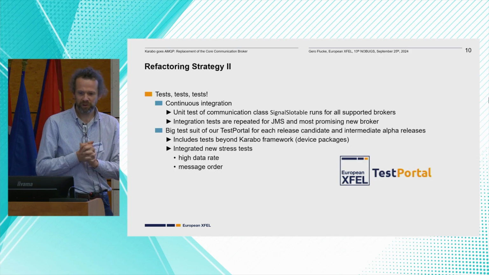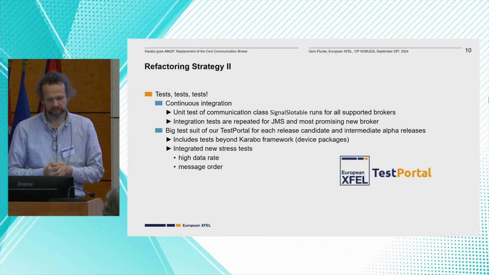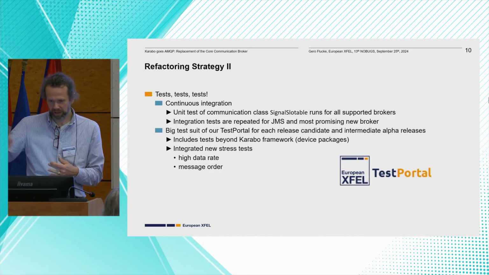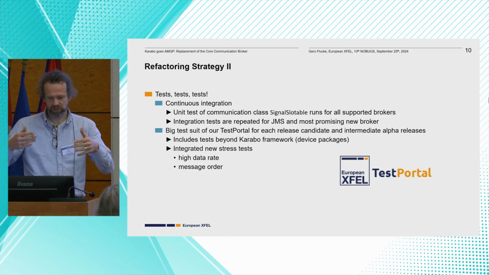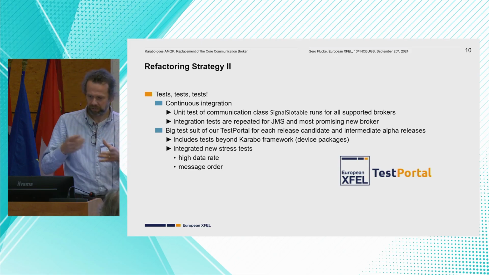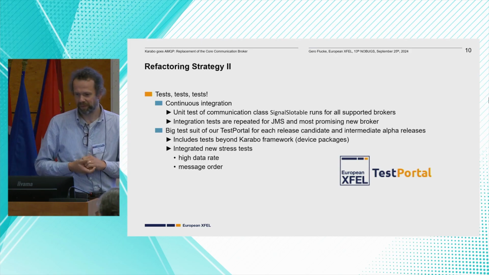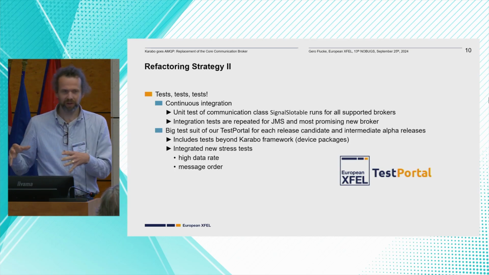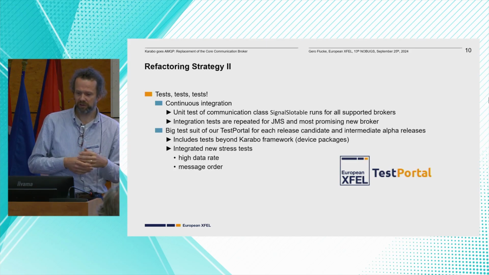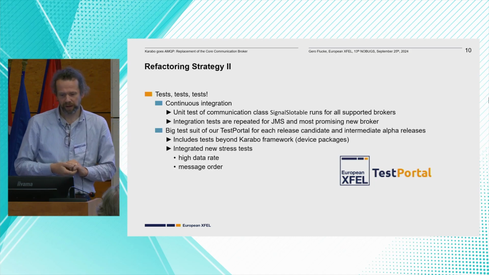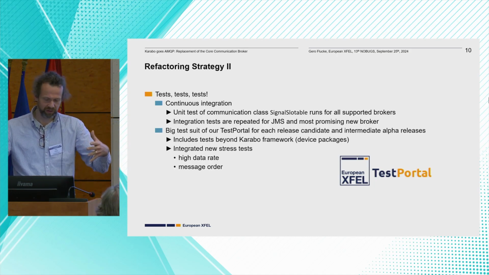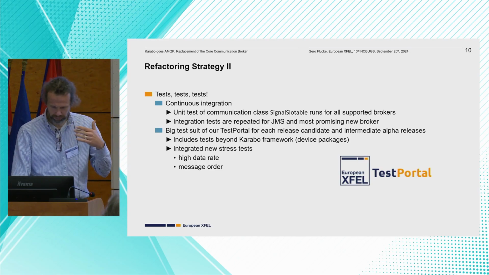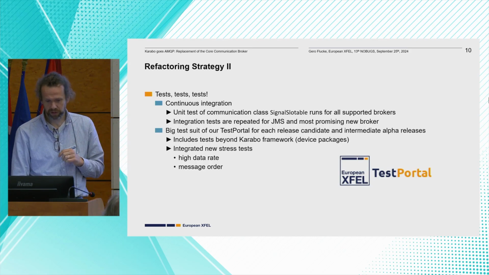So we are happy that we have continuous integration in our GitLab workflow with unit tests for our communication class, which we run for all brokers, every time. Integration tests are also in the continuous integration, which are repeated for the current broker and not for all of our other brokers, because that takes so long for the CI system. And we also have a big test portal run by our test engineer, which is run for each release candidate and alpha release and so on. That goes even beyond the framework, testing some devices, at least some minimal tests there, where we integrated also some stress tests for the things we really want to cover: high data rate and message order, as you will hear.